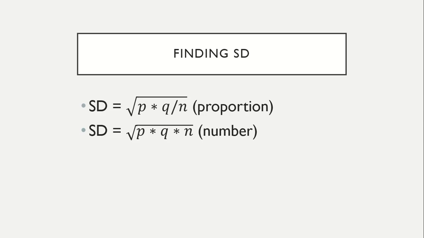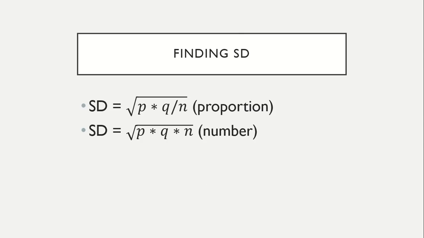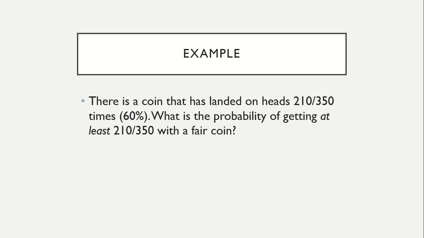As you may have noticed from the homework, when calculating standard deviation to use in pnorm, you may use two different formulas. You could use square root of p times q divided by n, which would find your standard deviation as a proportion, or square root of p times q times n, which finds the standard deviation of a number. There are good examples on the practice test of this for you to understand better, but we'll go through an example to try to make it more clear.